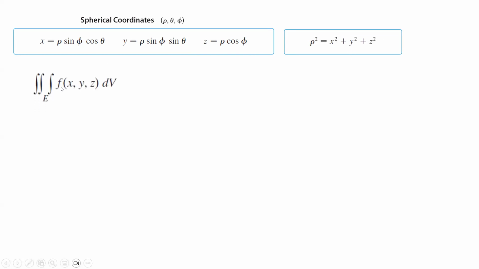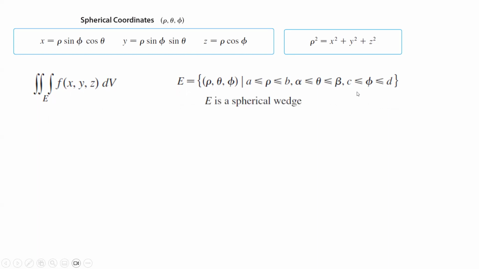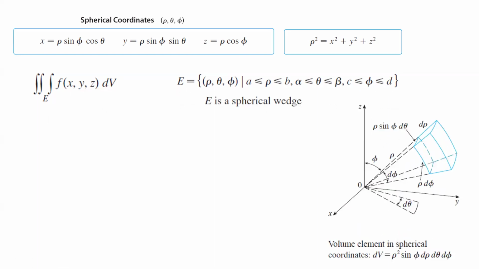Now, if you have a triple integral in x, y, and z, we can convert that into the spherical coordinate system where rho is bounded between a and b, theta is bounded between alpha and beta, and phi is bounded between c and d, which is a spherical wedge. The visualization here helps us find the volume element, which is rho squared sine phi d rho d theta d phi.